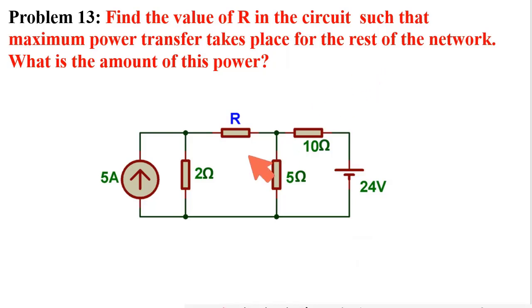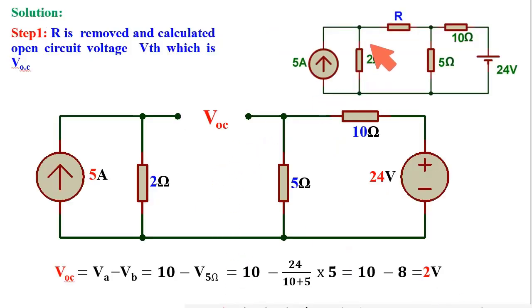Problem 13. I have to calculate the value of the load resistance to get the maximum power from the rest of the circuit, as well as the value of maximum power at the load. I am following the maximum power transfer theorem.